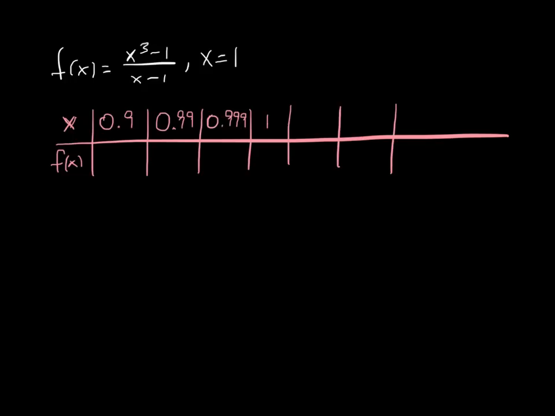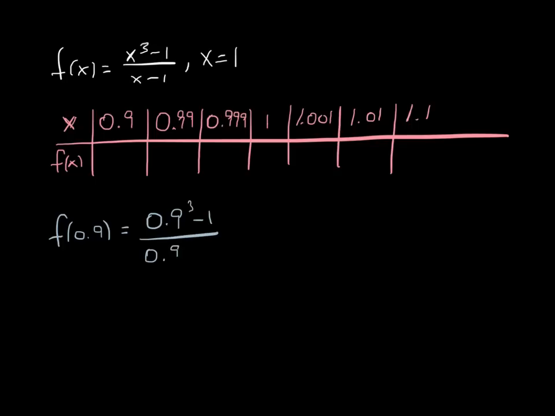Now, if we look at the right side, maybe we try 1.001, 1.01, and then 1.1. Now, the way we find the function values is we just substitute. So if we want f of 0.9, we would plug in 0.9 cubed minus 1 over 0.9 minus 1. And we would use our calculator for this, but you're going to get values that look like this.